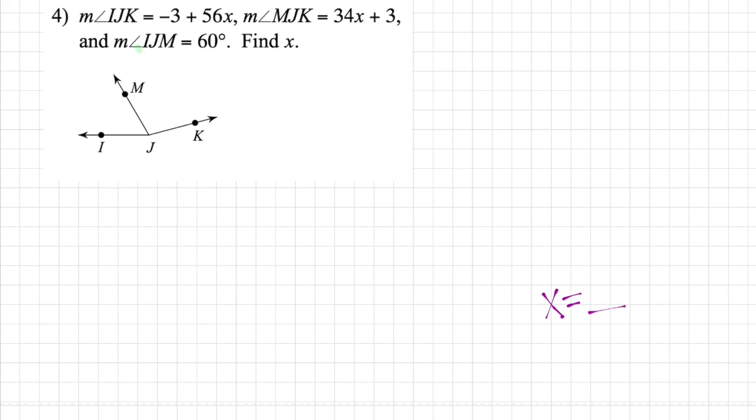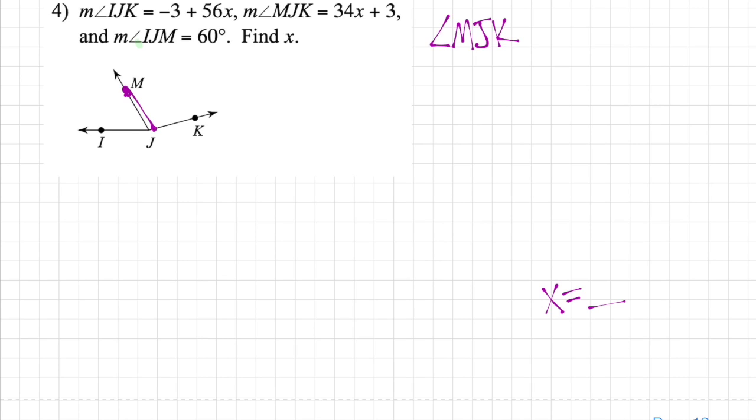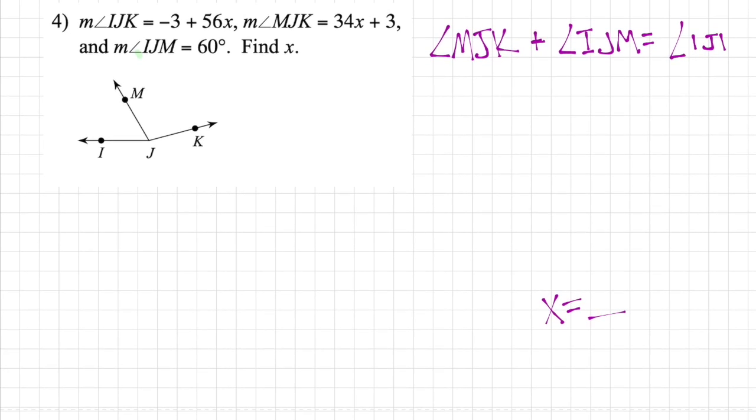For our equation, let's set our equation up. Let's start with the two small ones. So that's angle MJK, this one here, MJK. Then we're going to add it to this one, angle IJM. And that's going to equal the big angle, which is IJK. Equals angle IJK.